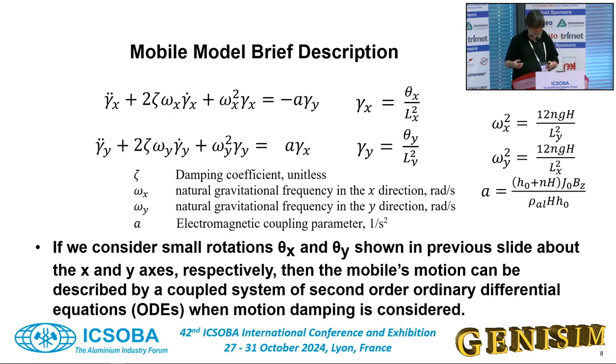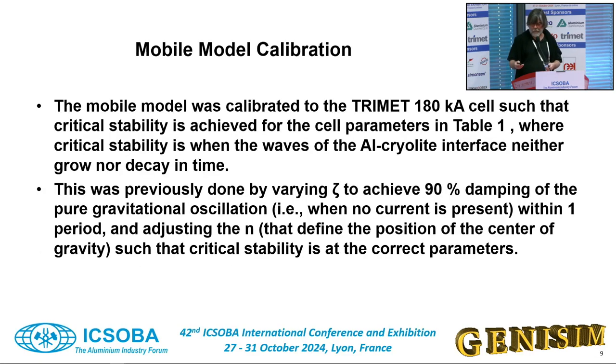But that's future work. So if you use the 3-meter cell to get your dimension, last year I calibrated for critical stability at 4.3 centimeter ACD by first adjusting the damping to get 90% damping of gravitational oscillation, and then you adjust the center of gravity to get, at the condition of operation, critical stability at 4.3 centimeter. Now I've done something different this year.